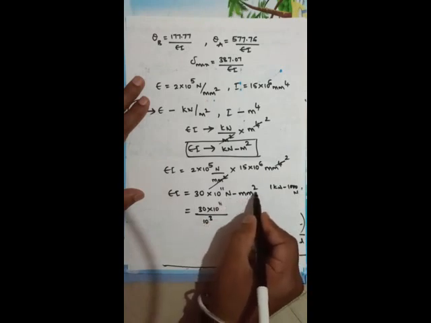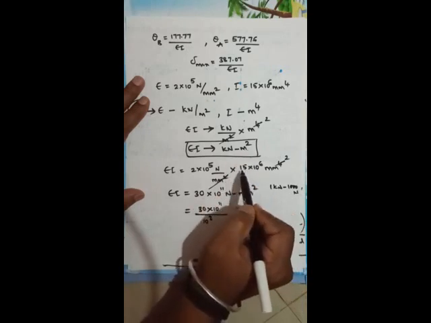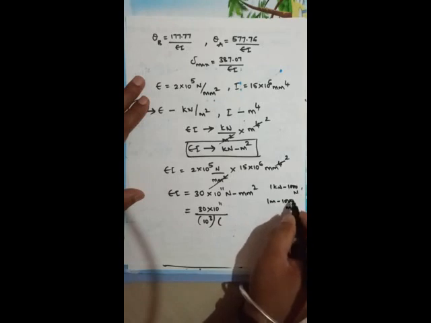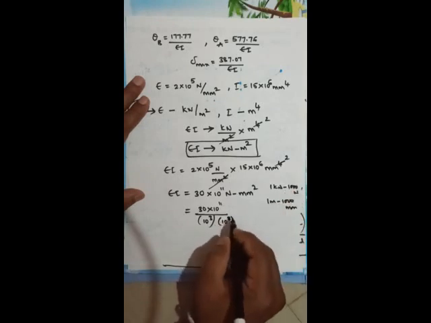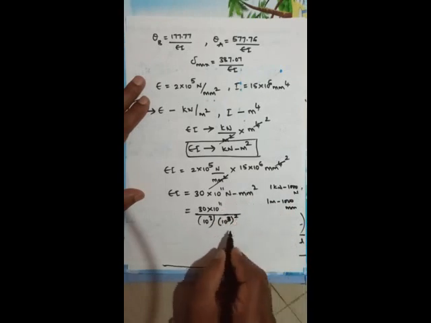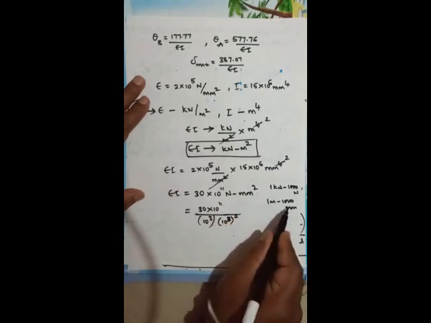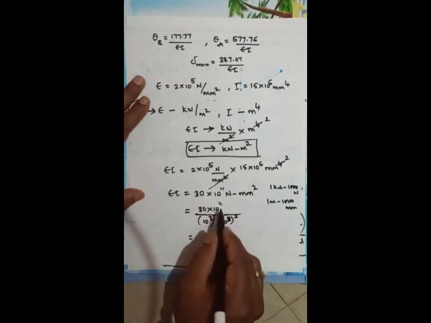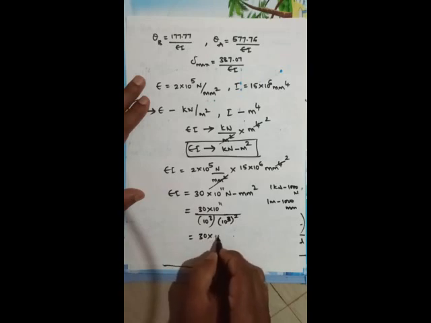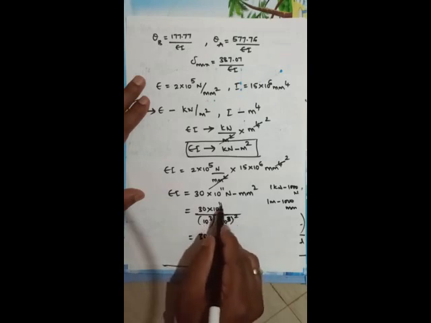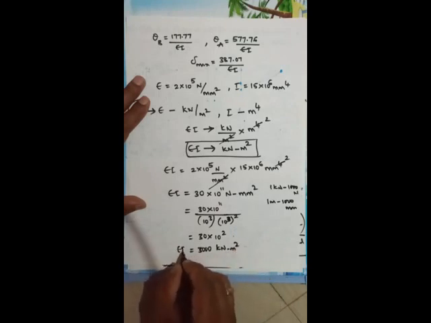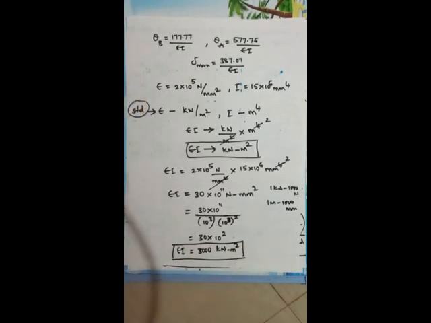Then again, millimeter square to meter square, you need to convert. 1 meter equals 1000 mm, which is 10 raised to 3, and it is squared, so 10 raised to 3 whole square. So the denominator is 10 raised to 6 plus 3, which is 9, and the numerator has 11, so what is left is 10 raised to 2. 30 into 10 raised to 2 is nothing but 3000 kilonewton meter square. This is the EI value.